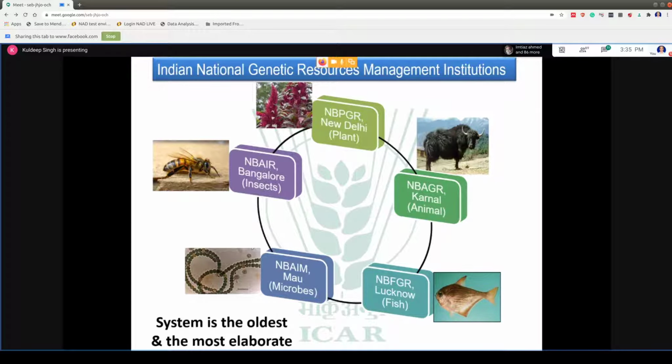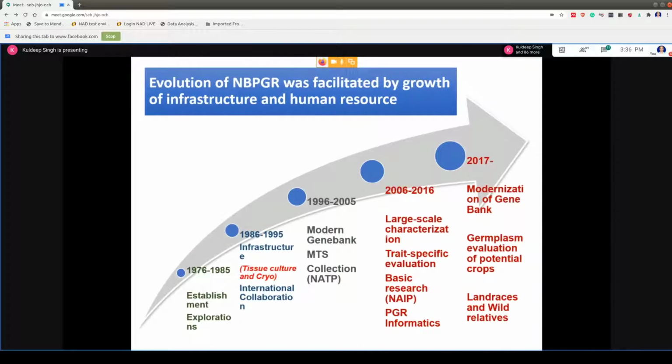Working with their institutions for the species which are important to them, be it animals, be it fish, be it microbes, be it insects, or be it plant genetic resources. And we at NBPGR are dealing with the plant genetic resources.